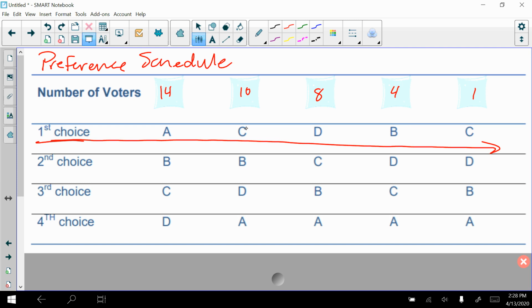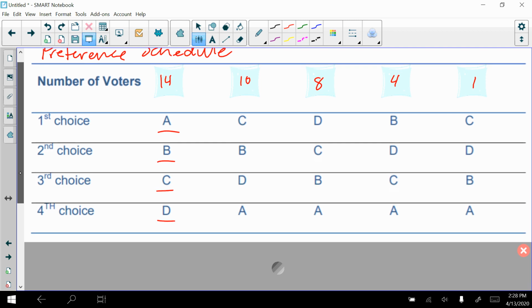10 people had C. 1 other person also had C. So that means that C has 11 first place votes total. So you can kind of see how a preference schedule works. It's just a way of visualizing how people cast their vote. So I want you to ask yourself the same question, except let's think about it in terms of plurality. Remember, plurality means that you have more first place votes than everybody else. Which candidate, A, B, C, or D, would win this election based on plurality, aka which candidate has the most first place votes?